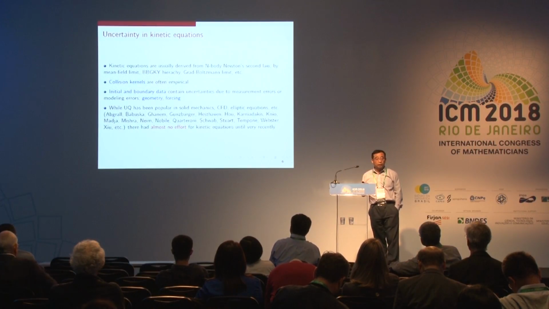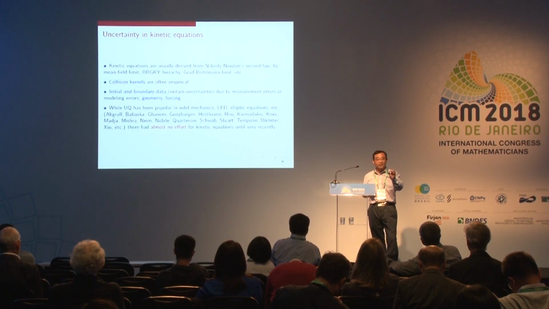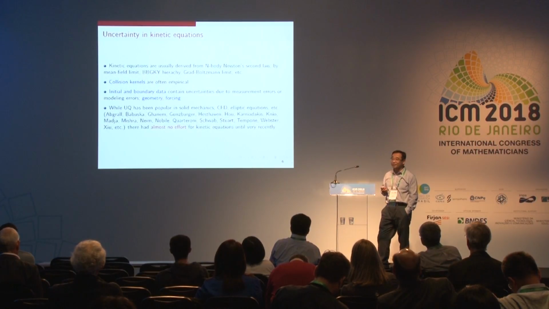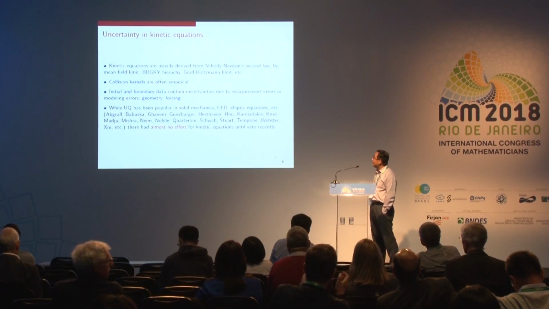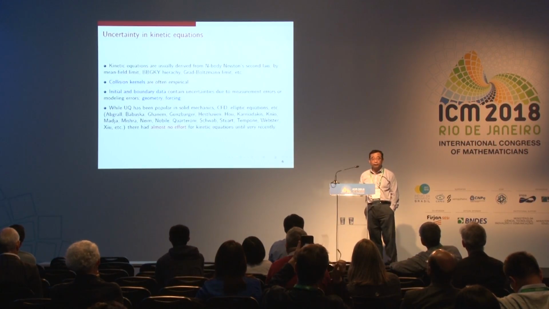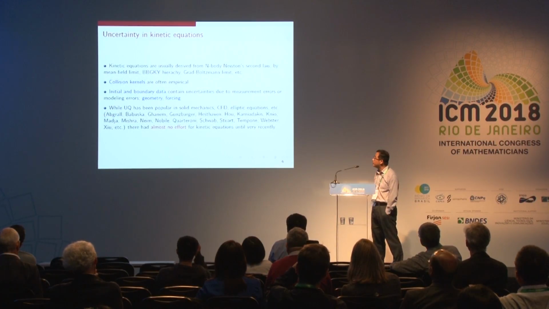It's a kind of crude approximation because they have to assume a special relation between the number of particles and the size of particles. It has to satisfy a certain scaling in order to even derive the Boltzmann equation. So it's sort of crude. And very often the collision kernels are empirical. You cannot write down an analytic formula for the collision kernel, which is an important coefficient in the Boltzmann equation.